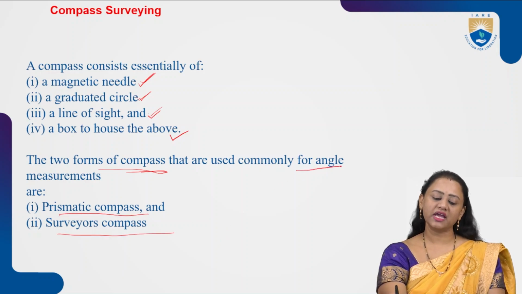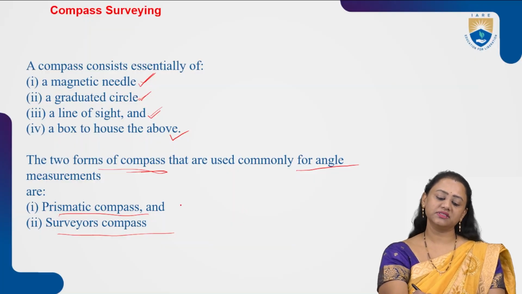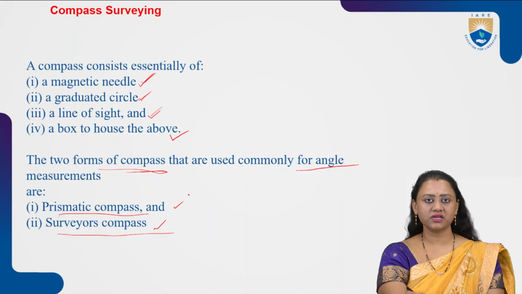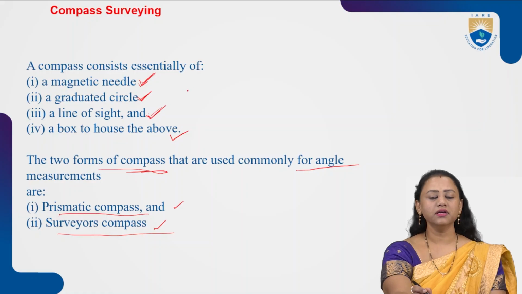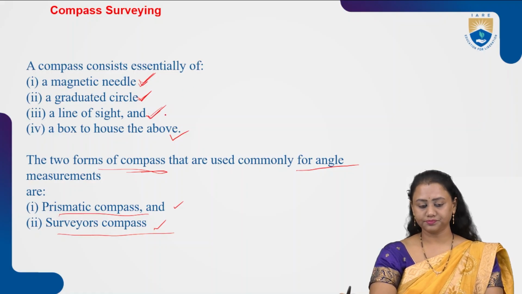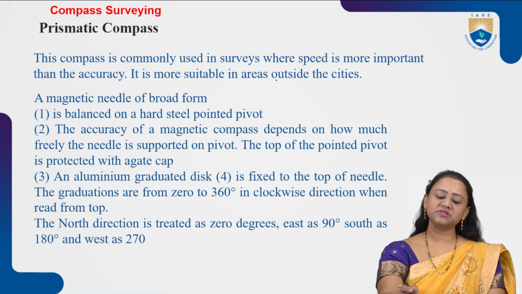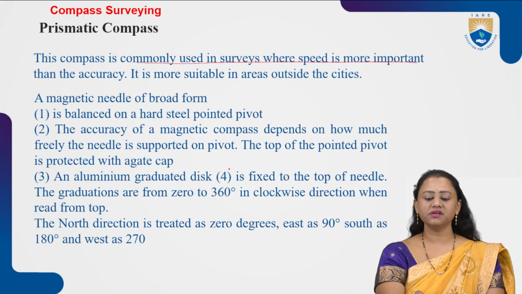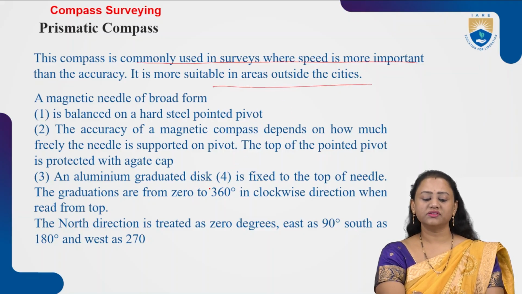So for measuring angles, we need a compass, and there are two types of compass, that is a prismatic compass and a surveyor's compass, and the different parts of the compass are a magnetic needle, graduated circle, and a line of sight. So the prismatic compass is the compass most commonly used by surveyors where speed is more important than accuracy. It is suitable in areas outside the cities.